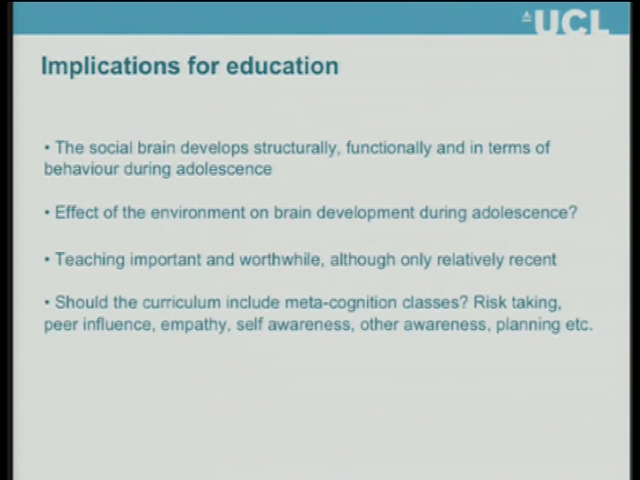And finally, should the curriculum include metacognition classes? So at the moment the secondary school curriculum focuses on academic subjects, but perhaps subjects where we know that the parts of the brain that underlie those processes, like risk-taking, peer influence, empathy, self-awareness, and these kinds of things, we know that they're developing during adolescence. Perhaps we shouldn't assume that adolescents can do these things just as well as adults can.